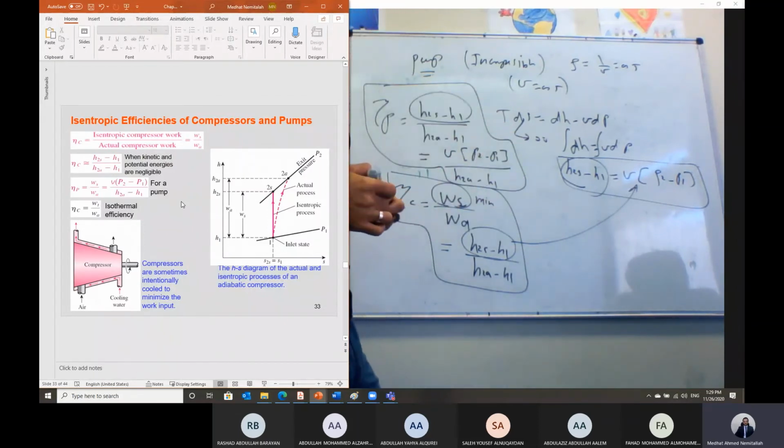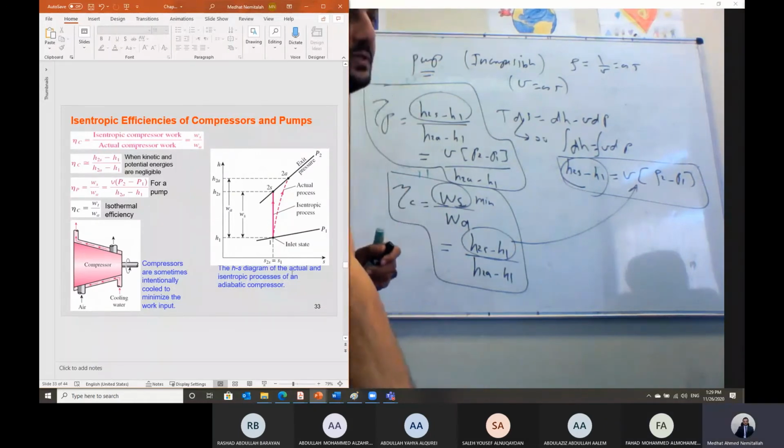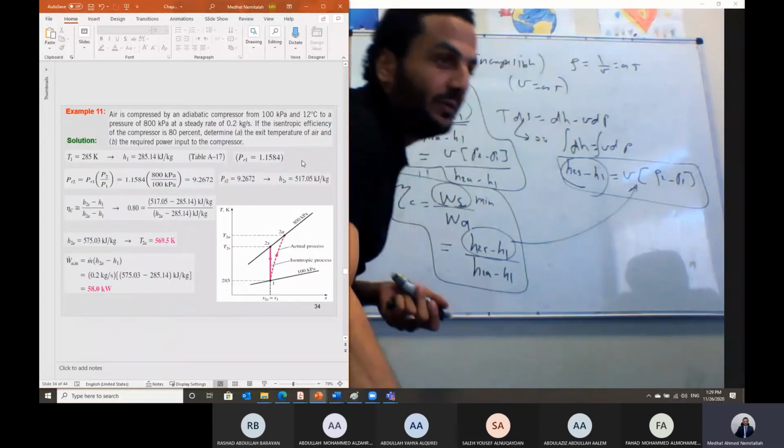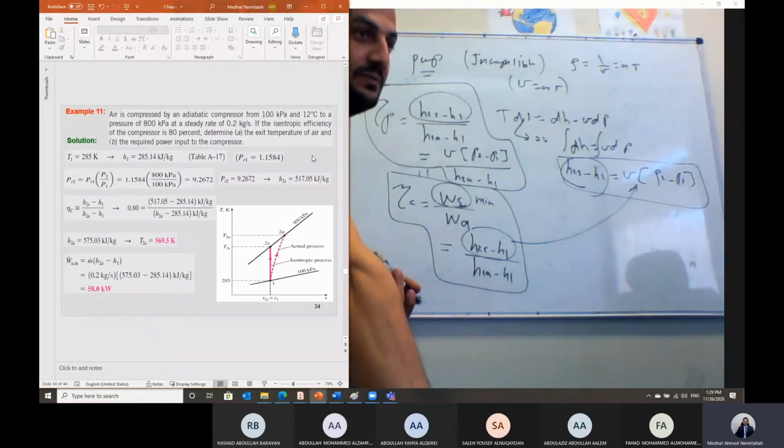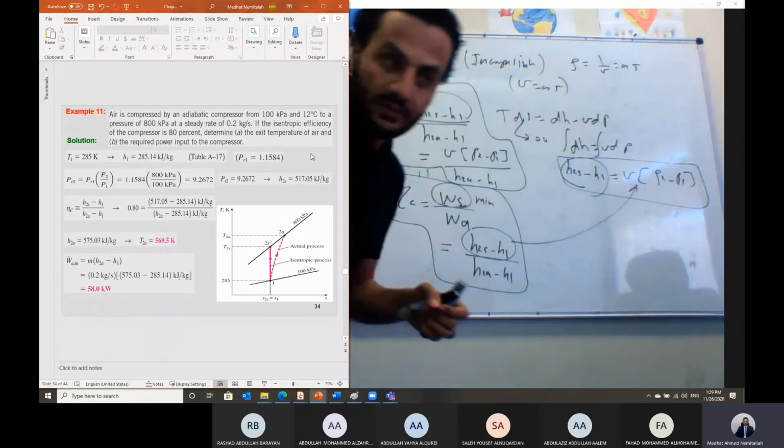Is that clear, Shabab? Yes, clear. So this is the isentropic efficiency for compressor and also for pump. Right, let's solve this example, and I will end up today.